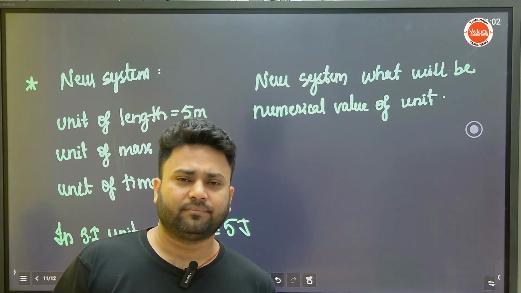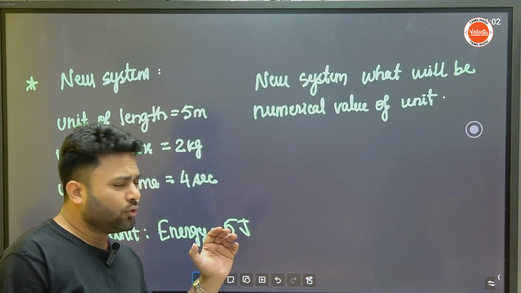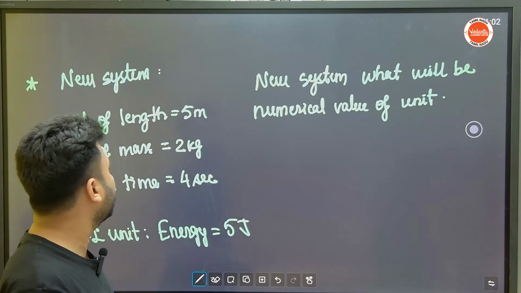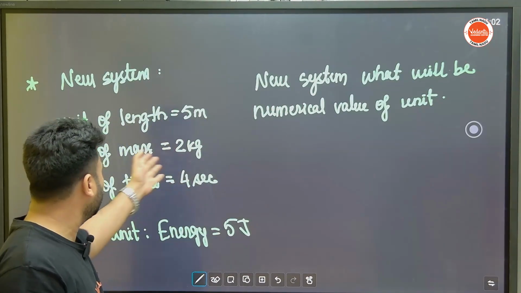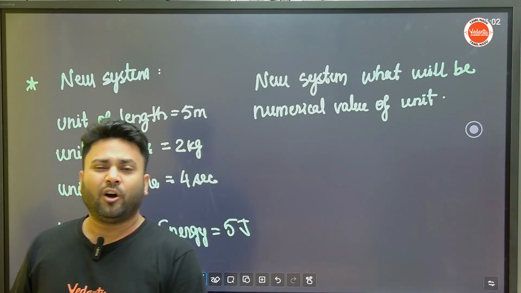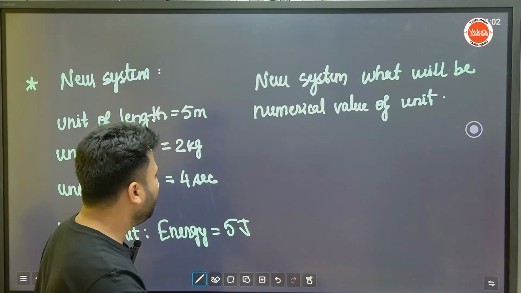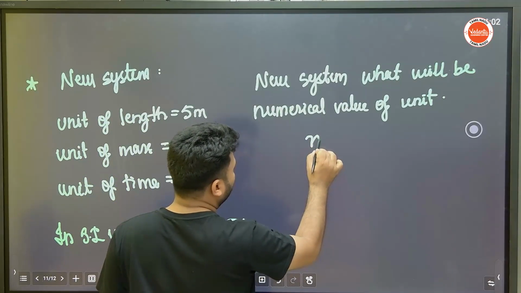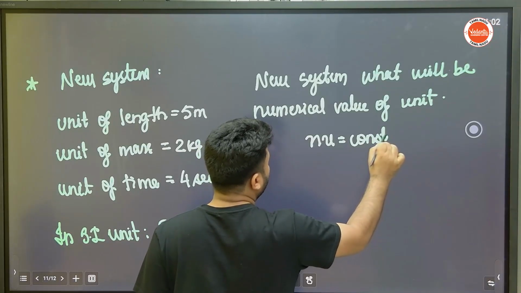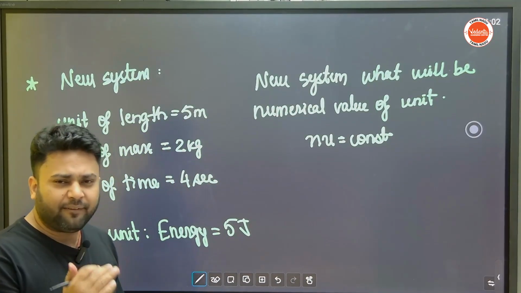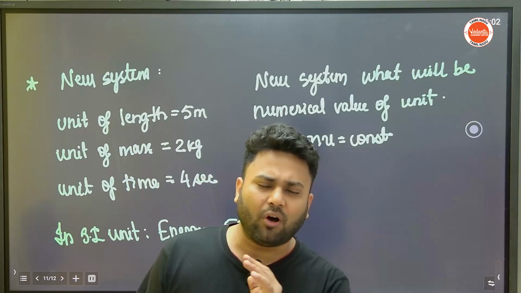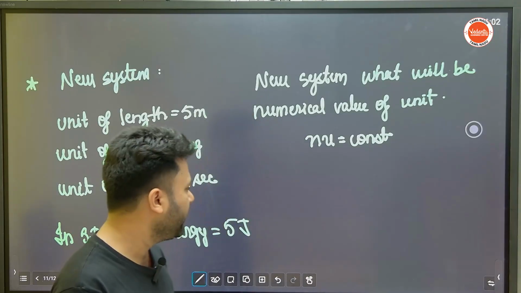Now see how to solve this kind of question. When they completely change the system, unit of length 5 meter, unit of mass 2 kg, unit of time 4 seconds, how to find? See, we know that one thing, that nu is constant. Correct? What we have to do, see the steps, easy steps. You follow the steps, you will be able to solve all the questions.